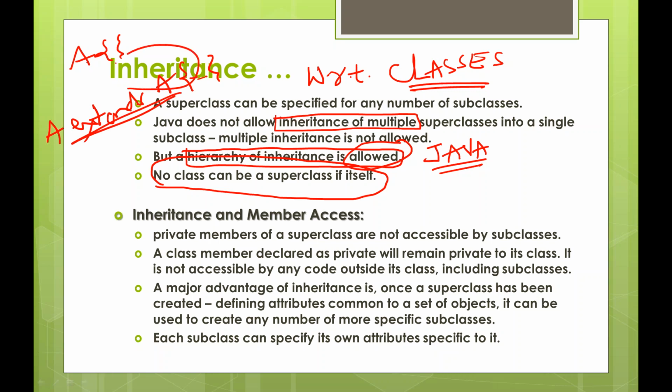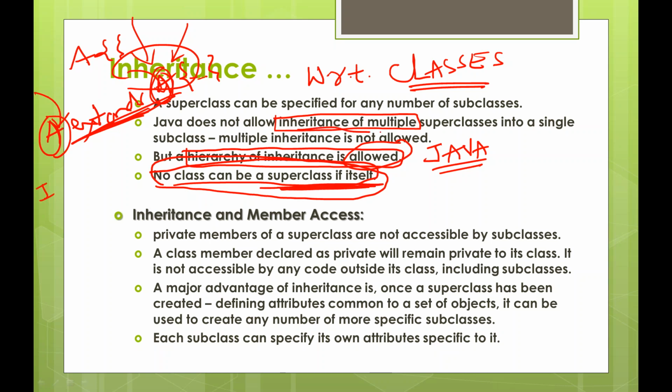So what is the purpose of inheritance? You are inheriting some common characteristics and attributes inside your subclass. If you try to extend the same class, it is like you are trying to access the attributes or characteristics of A inside A itself. It does not make sense, right? So no class can be a superclass of itself.